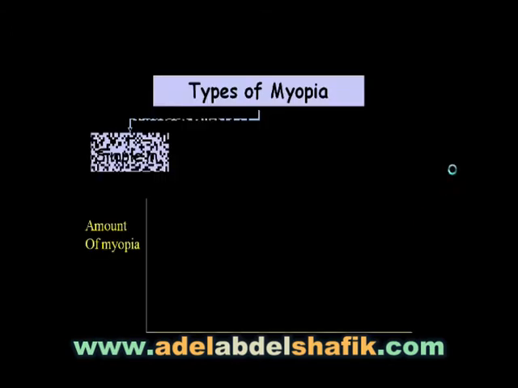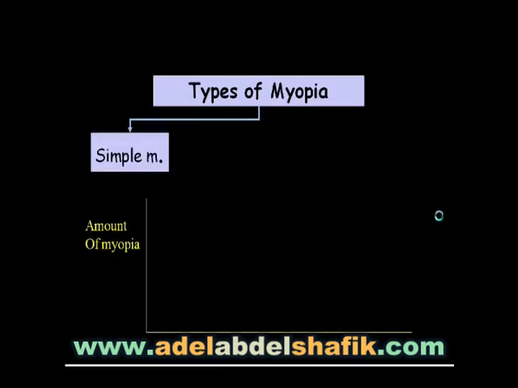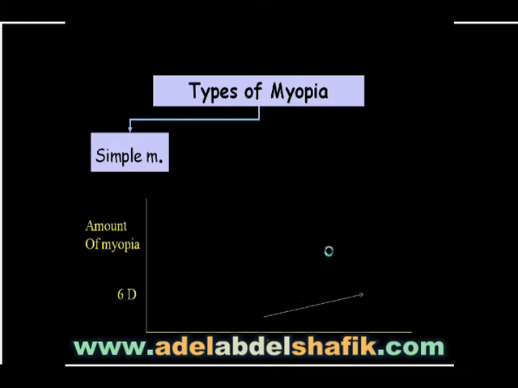In general, we have simple myopia that usually starts by the age of 14 and gradually increases till the age of 20, 22, and mostly it will stop, and the degree of myopia does not exceed 6 diopters.